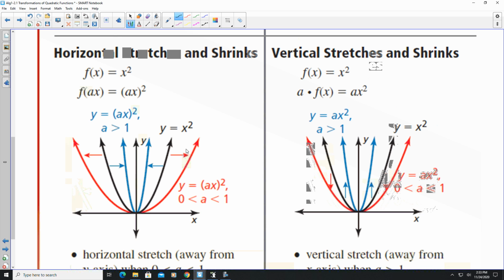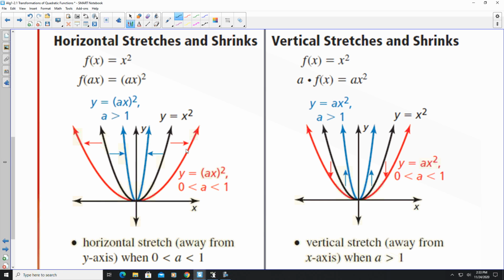We talked quite a bit about vertical stretches and vertical shrinks when we first were introduced to parabolas. We got introduced to horizontal stretches and shrinks in chapter 1. Basically, it's the same concept. Your value of A is placed on the outside of the function for vertical stretches and shrinks. Your value of A is placed on the inside, with x, when it's a horizontal stretch or shrink.